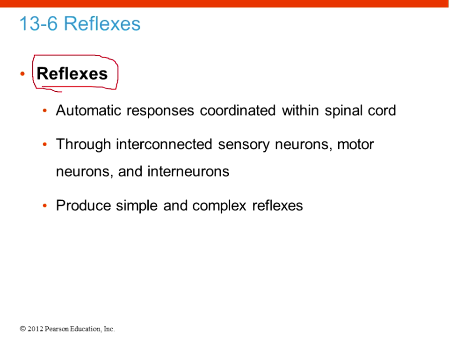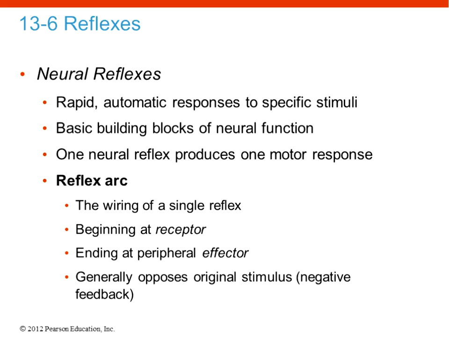Reflexes are basically automatic, coordinated responses within the spinal cord, and they will involve a sensory neuron, a motor neuron, okay, and then sometimes will also involve interneurons. As I talked about before, interneurons allow for more complex reflexes, but you may have sensory or motor neurons that would allow for a simpler reflex.